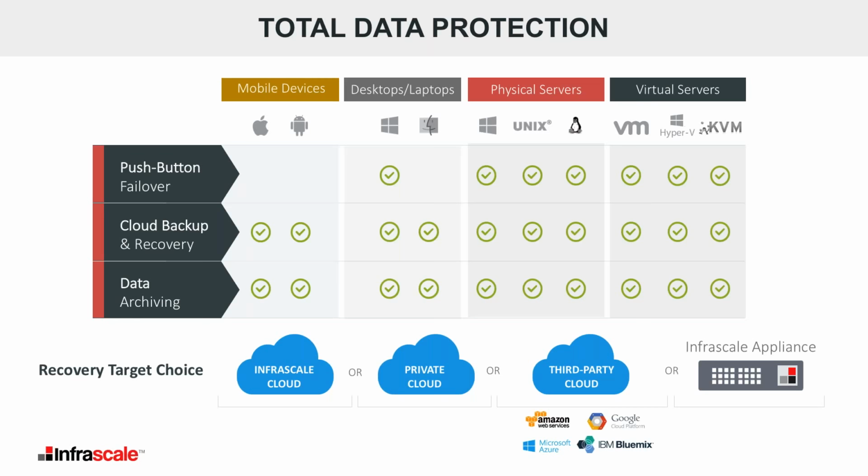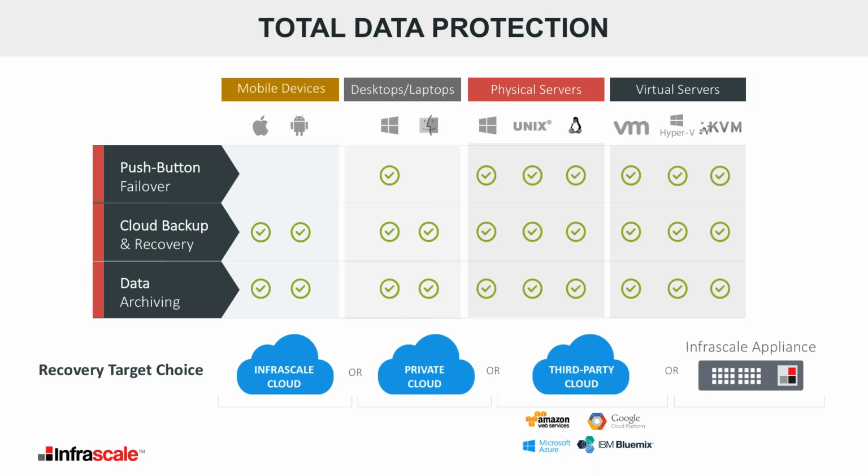As far as the specifics of our solution, this matrix shows everything that we do and what we can support. The columns are different devices that we protect, and the rows are the use cases. We back up and recover iPhones, Androids, desktops, laptops across Windows and Mac. And then DR as a service or push button failover comes in to support physical servers on Windows, Unix, and Linux, and then virtual servers on VMware, Hyper-V, and KVM. So that is the broadest support footprint that you'll find in the industry.